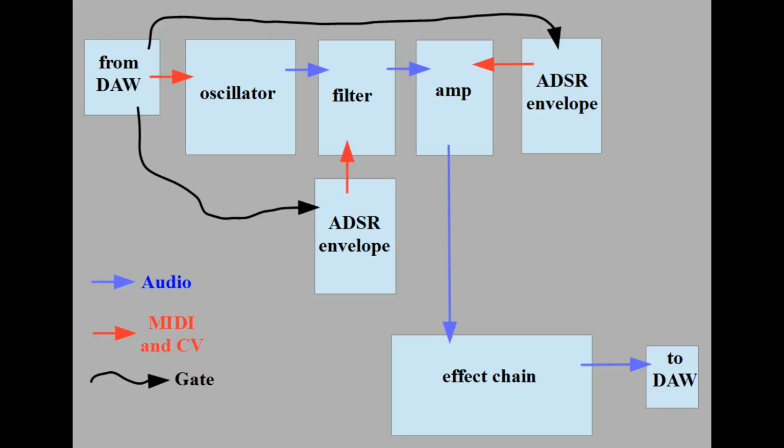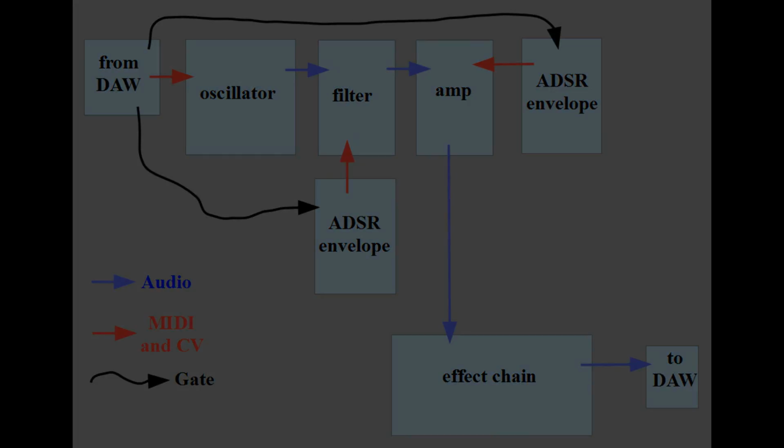The cutoff frequency of the filter is modulated by one of the ADSR envelope generators. The amplifier's output volume level is modulated by the other ADSR. From the amplifier, the audio goes into a chain of effects and from there back to the DAW. That's the general structure. Let's look at the real patch.